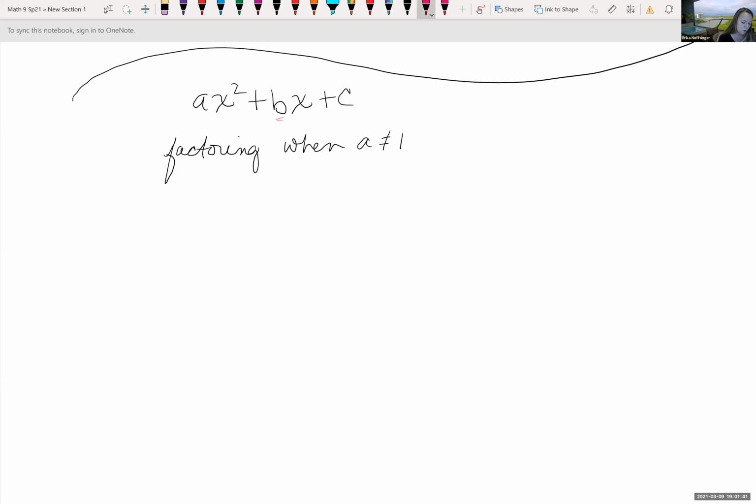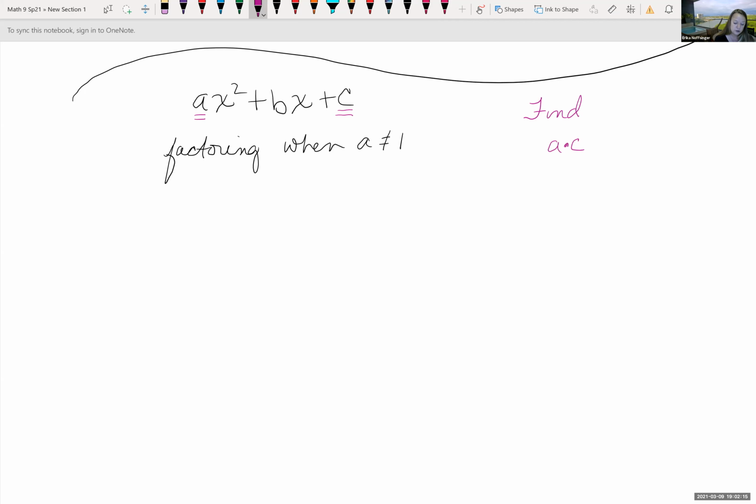If a is not 1, a can't be 0, because that would mean that it's not quadratic, it would end up being linear. But if a is not 1, there's a trick that you can do to see if it's factorable. And if it's factorable, then you can use this trick to factor. And so what you want to do is look at your coefficient in front of the x squared and your constant, and multiply those together. And this, I think, is called the AC method.